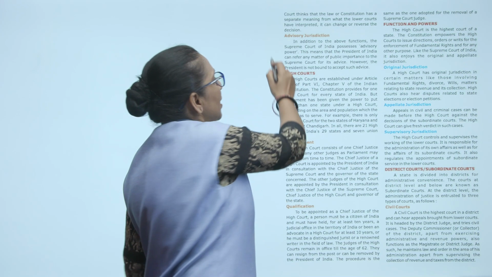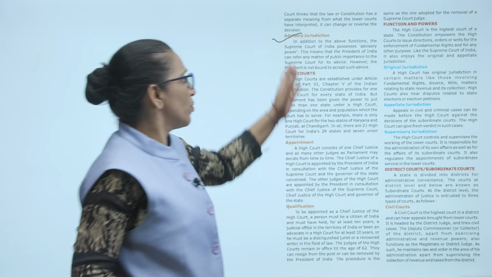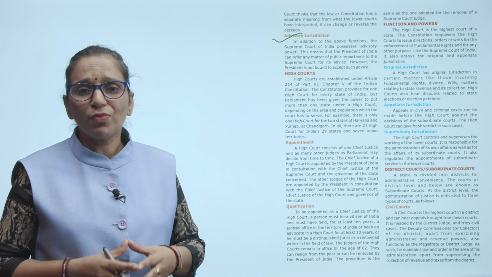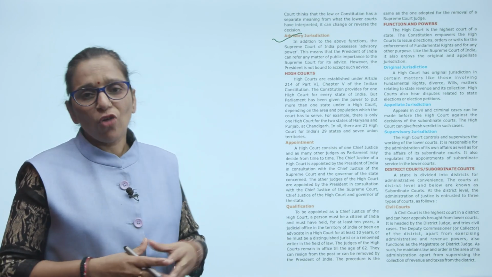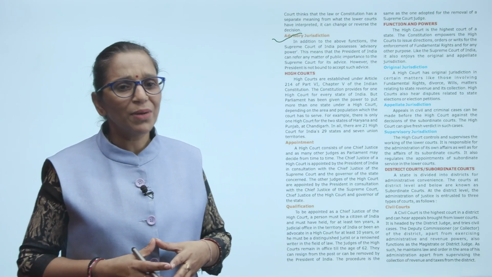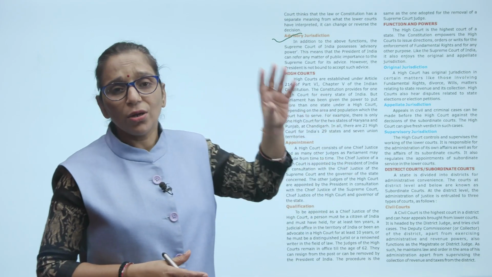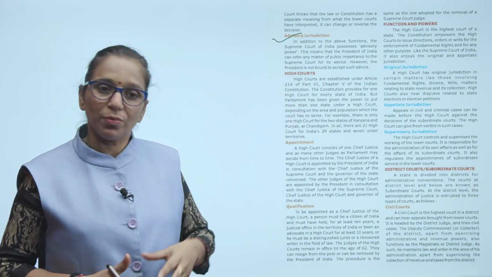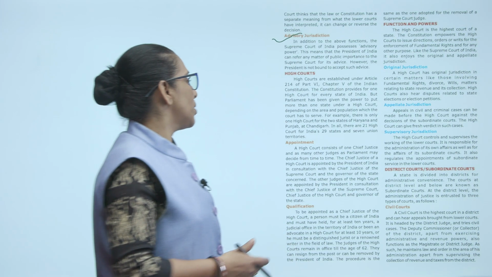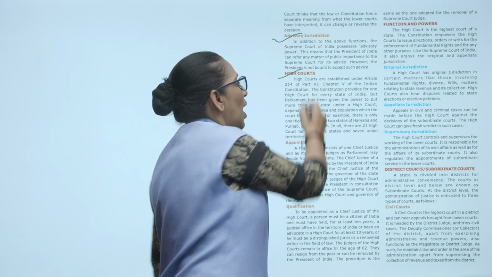Advisory jurisdiction. In addition to the above functions, the Supreme Court of India possesses advisory power also. This means that the President of India can refer any matter of public importance to the Supreme Court for its advice. However, the President is not bound to accept such advice, but yes, he or she can take the advice from the Supreme Court. Now, after the Supreme Court, we are moving to the High Courts.